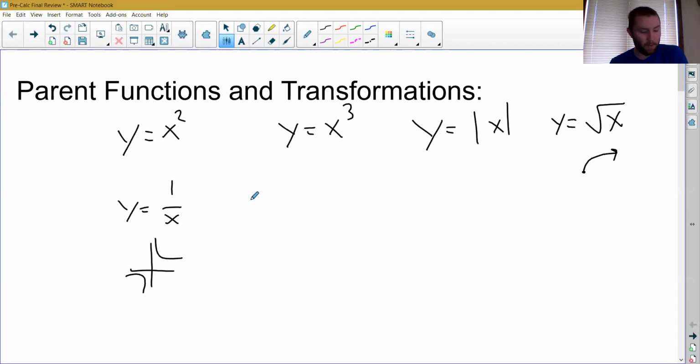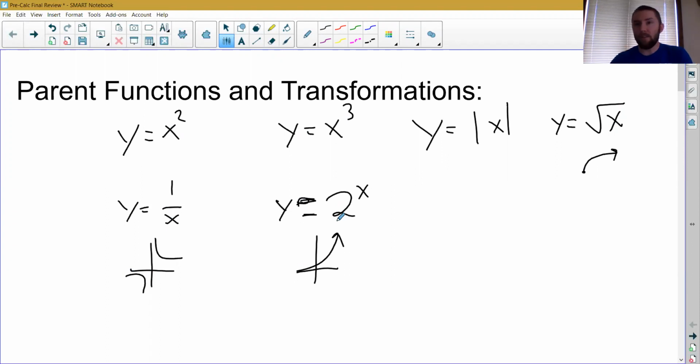I'm trying to think what else we had in there. What other parent functions do we have? Y equals, maybe 2 to the x, right? An exponential growth function. Those are the 6 we had. So there's the 6 parent functions that we should know the graph of.